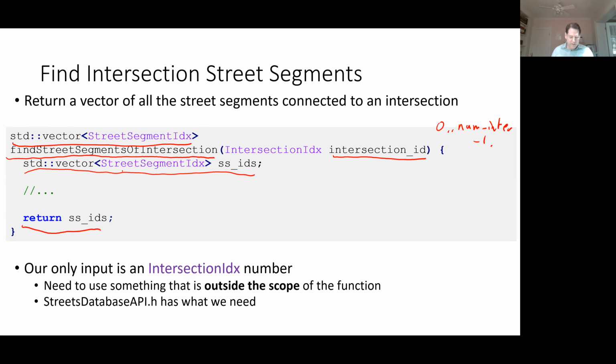Now, our only input is an intersection index number, so we're going to need more information to fill this in. We need something outside the scope of the function. And what we're going to use is an API that we've written called the Streets Database API that you can ask questions of. And it processes the raw map data that we got from an open source database.